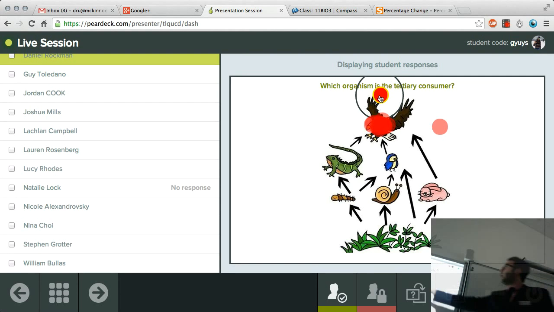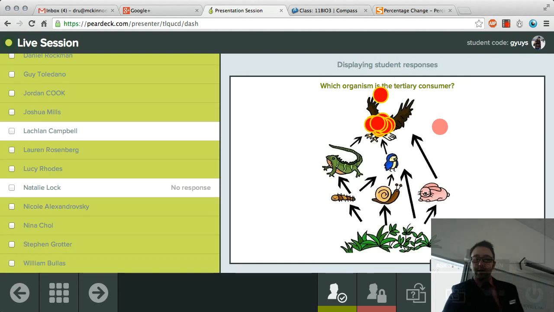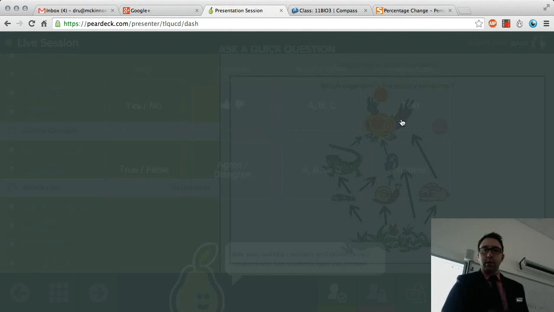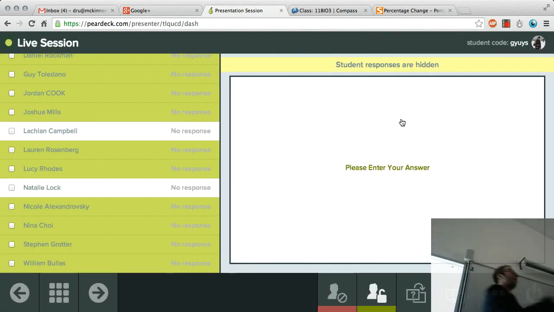What is another term? In fact, here's a quick question for you. So observe the diagram. What is the term used to describe the eagle? Another term used to describe the eagle.